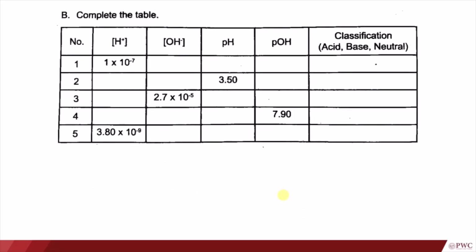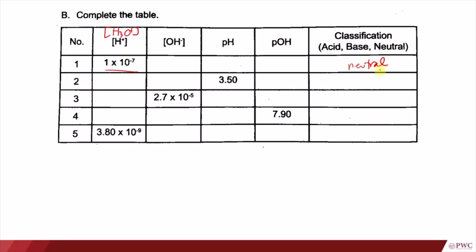Let's use this in completing this table. Here we have the H plus concentration, which is similar to the hydronium ion concentration. Here we have the concentration of hydroxide ion or OH minus. Then here we have the pH, the pOH, and the classification of the substance, whether acid, base, or neutral. For the first one, given is the concentration of the hydrogen ion, which is equal to 1 times 10 to the power of negative 7. This is a familiar number because this is the concentration of H plus in water, and of course water is neutral.